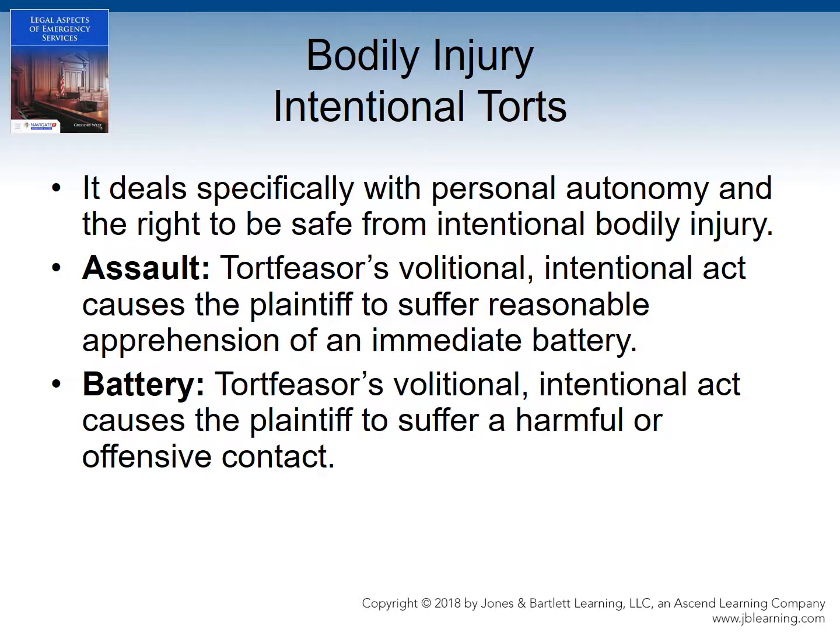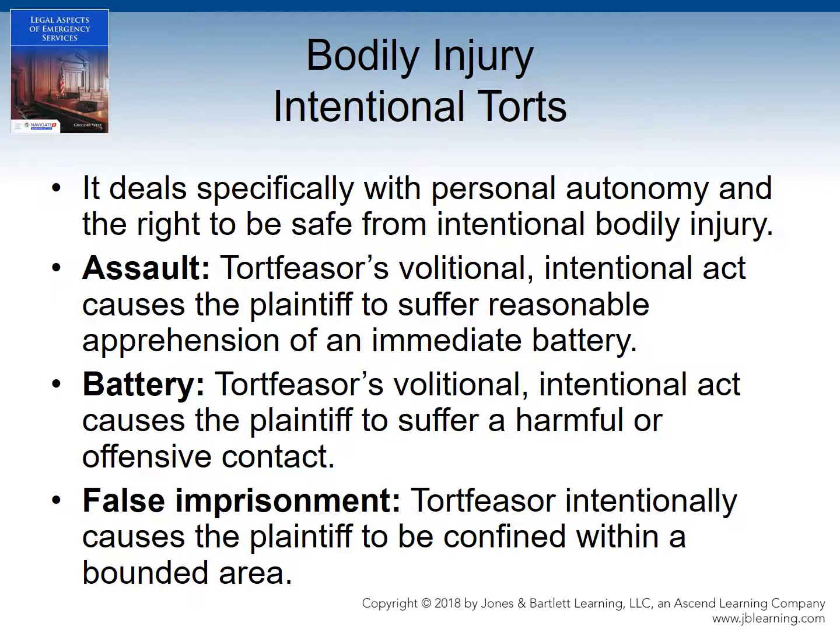Battery occurs when the tortfeasor's volitional intentional act causes the victim to suffer a harmful or offensive touching of his or her person or an object attached closely thereto. That means if someone runs by a female victim and grabs a purse off her arm, the grabbing of her purse, even though the thief never physically touched the woman herself, is still enough to give rise to the intentional tort of battery, as the purse was an object closely attached to the victim. Remember as well that this is an intentional tort. Tripping on the street and falling into someone is not a battery, as the alleged tortfeasor did not intend to strike, hit, or touch the victim.